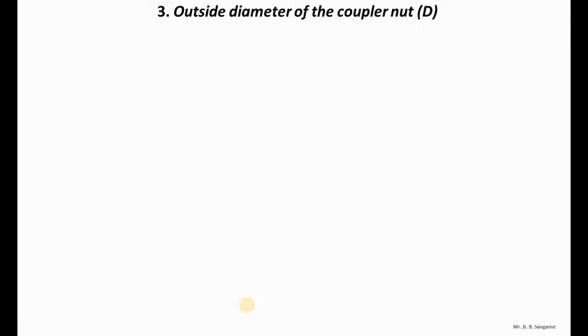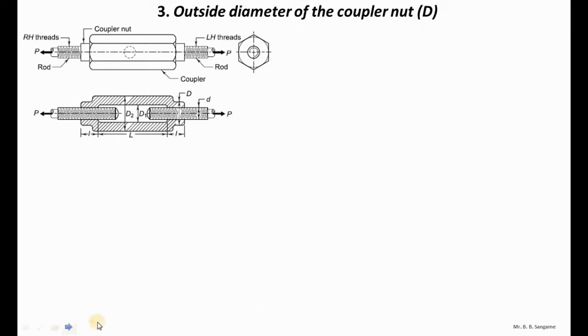Next, let us calculate the outside diameter of the coupler nut. Here you can see that the outside diameter of the coupler nut is D.